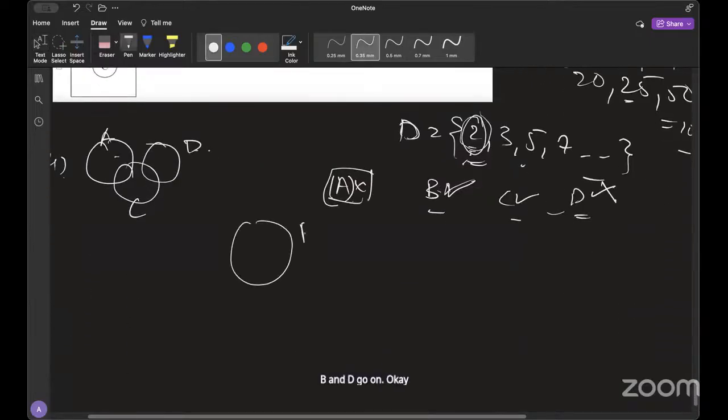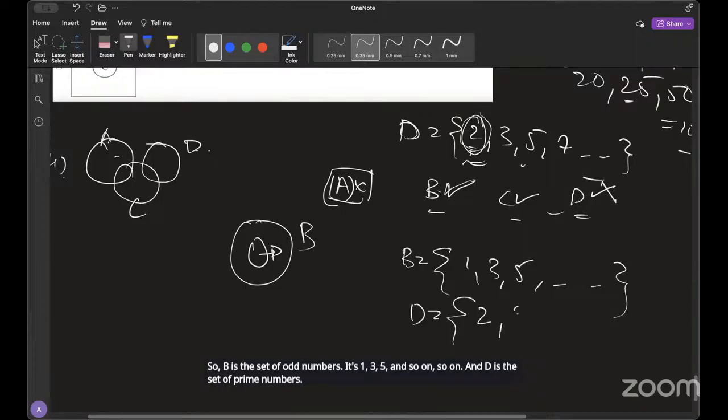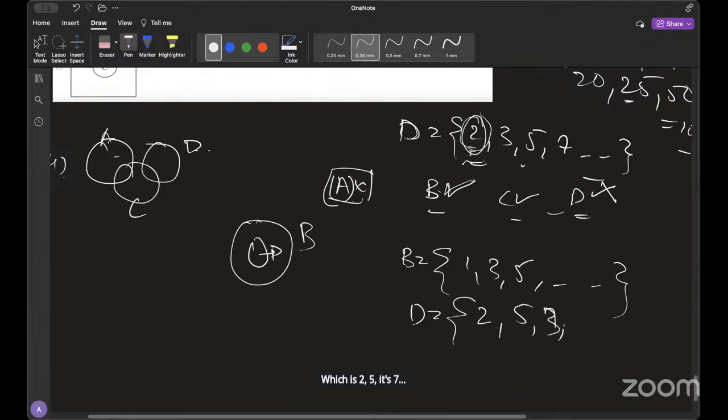Okay. This is B and this is D, right? This set is D and the bigger one is B. So B is the set of odd numbers. It's 1, 3, 5, and so on. And D is the set of prime numbers, which is 2, 3, 5, 7, and so on. We're not listing all of them, but that's the set. So you have two here.